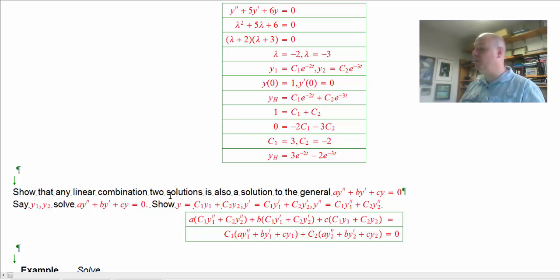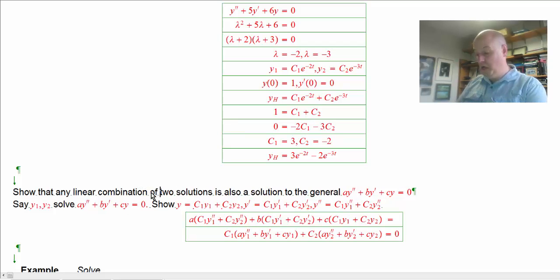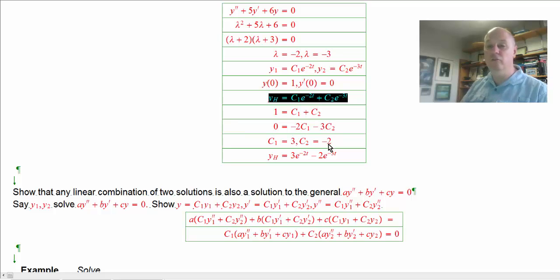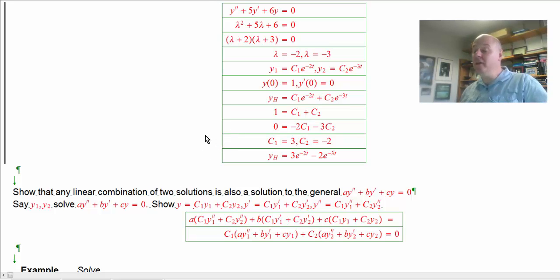Any linear combination of two solutions is also a solution to the general equation. So the thing we did back here, combining two little solutions, the y1 and y2, that's good, that always works. Why would I want to do that? Well, by combining the two solutions together, we get two constants in the one solution, so I could satisfy two of the initial conditions, the y naught and the y prime naught.